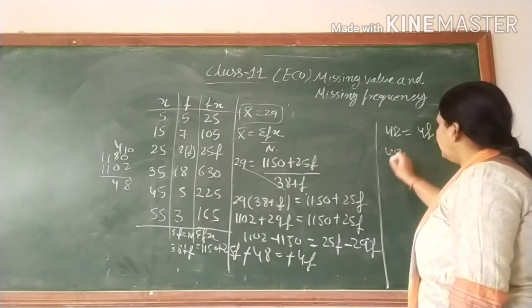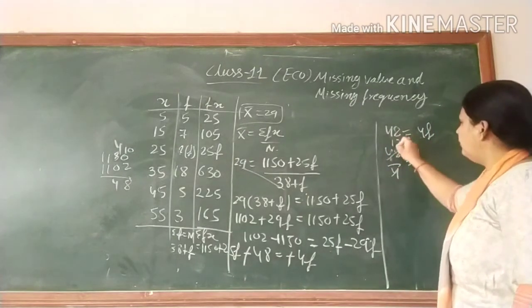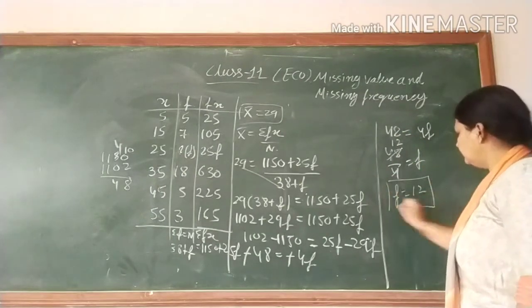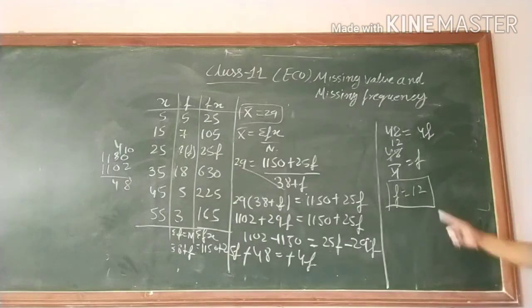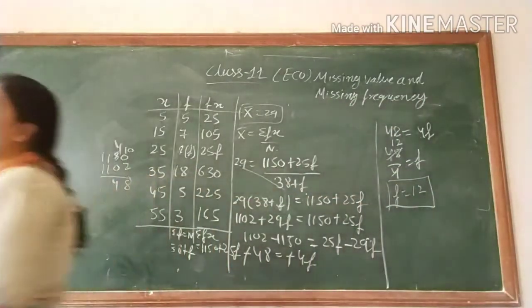Now 48 divided by 4 equal to f. It means 4 ones are 4, 4 twos are 8. So your frequency is 12. Clear? Your frequency is 12. This is your missing frequency. You have to find this.